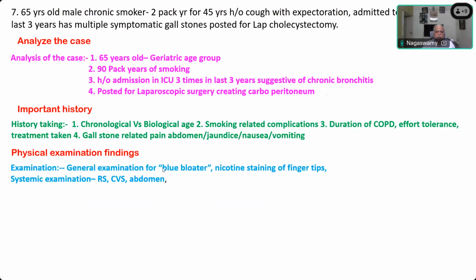So examination will show a blue bloater, with nicotine staining of the fingertips. You have to do a systemic examination of the RS, CVS, abdomen, and look for any lung signs, etc. Pre-op evaluation and optimization.